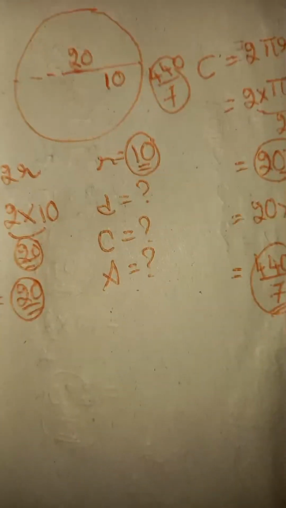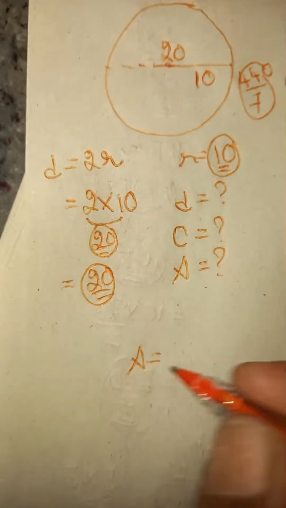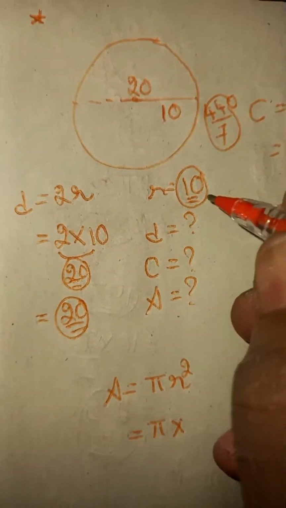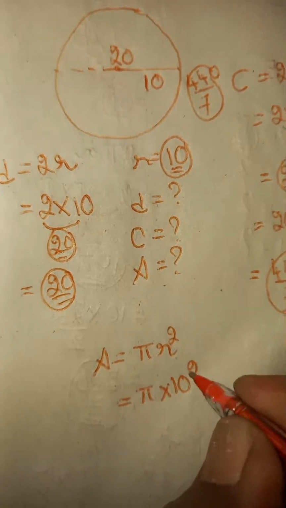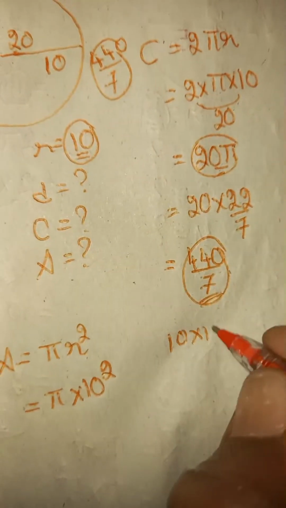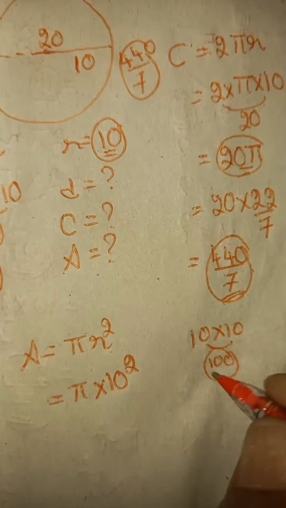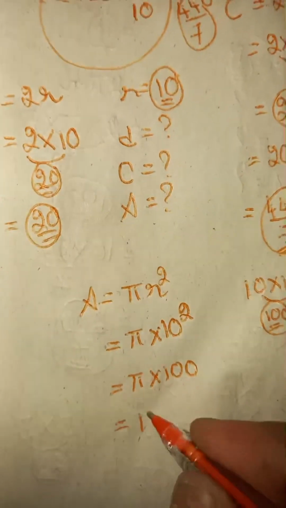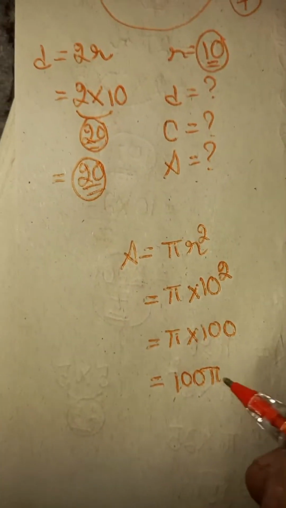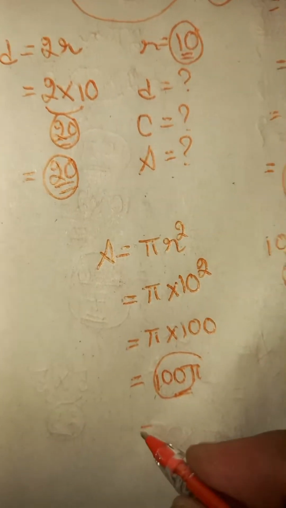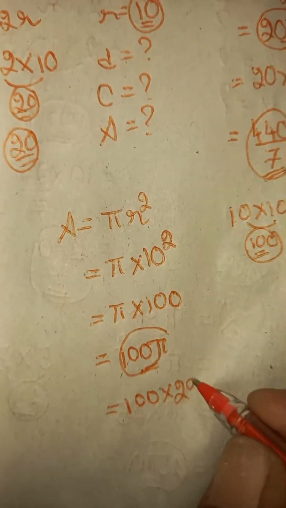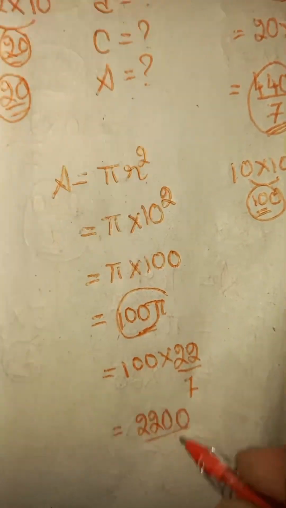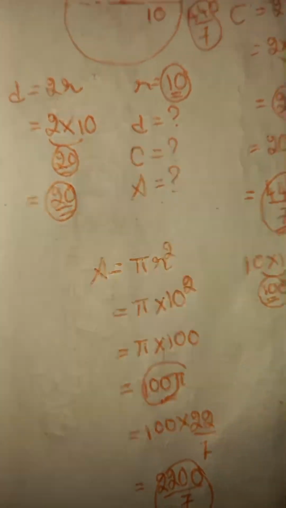Now let's find the area. Area of the circle can be found as pi r square, which is pi times the radius 10, so 10 square. 10 square means 10 times 10, which is 100. Now you can write it as pi times 100, which is 100 pi units. You can write this 100 pi as 100 times 22 by 7. 22 times 100 is 2200 by 7, that is square units.